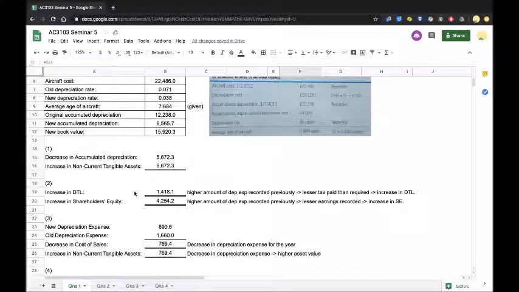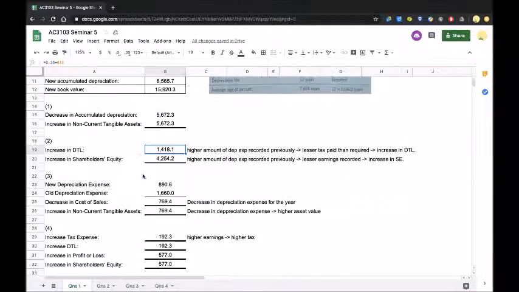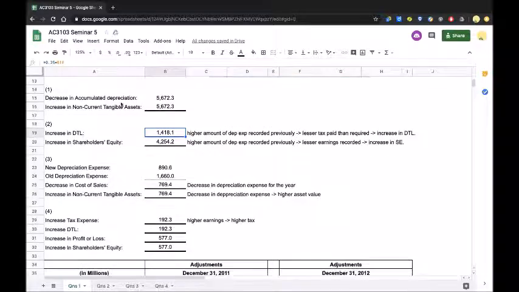Next, we will calculate the offsetting increase in debt and equity. So there will be an increase in DTL by 1418.1. And this is calculated by taking the tax rate of 25% multiplied by the change in NCTA, which will give us 1418.1. There's a higher DTL recorded because less tax was paid previously due to the higher amount of depreciation expense recorded, and hence we need to increase the deferred tax liability.